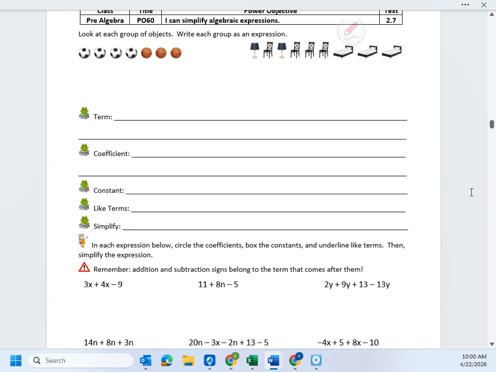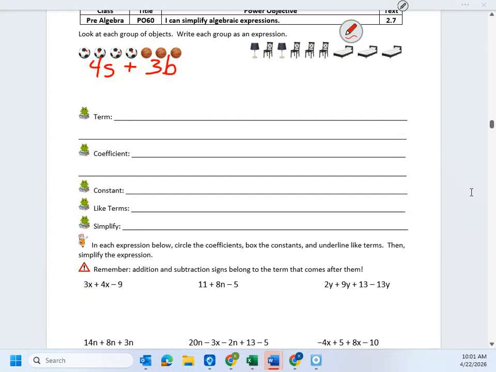So let's look at soccer balls and basketballs. Are they the same thing? No. They are two different types of sporting balls. So we have 4 soccer balls and we have 3 basketballs, that we can say would be 4S plus 3B, but we can't combine them because they are not the same kind of ball. They are different. We can't combine different things. We can only combine the ones that are the same.